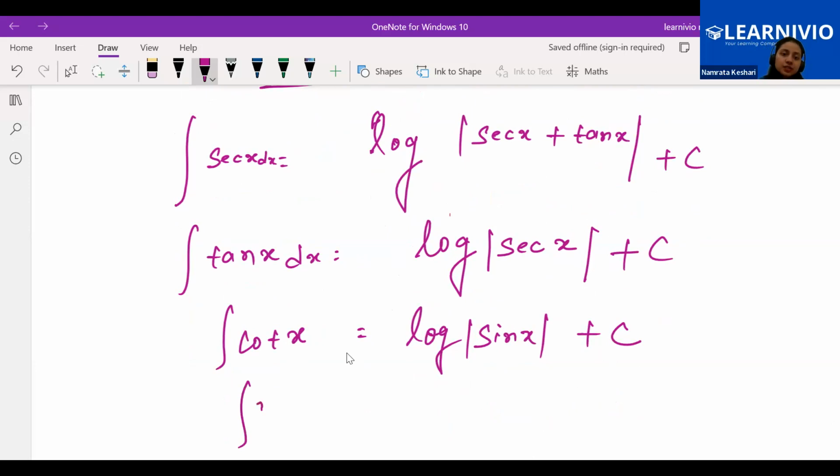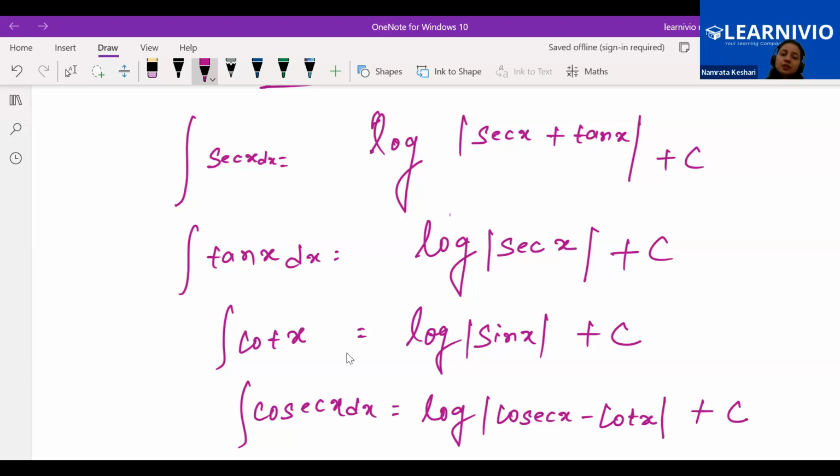And the next one is integration of cosec x. Learn all the integrations, because who knows, any integration question of cosec x could come directly. Yes, ma'am. The answer is log of cosec x minus cot x. Yeah, this is what we are having for the integrations.